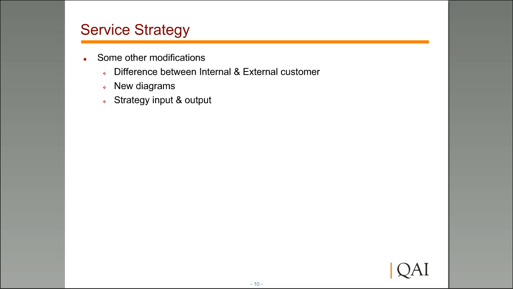Some other modifications in the service strategy: they have now also come up with the definition of internal customer as well as external customers. There are many new diagrams, as I mentioned, and new examples. There are new input and output sections from the strategy part. Internal customer and external customer, you can understand the difference. For example, if you're working for a bank, those served within the organization are internal customers. Those using those services outside your organization become your external customers.